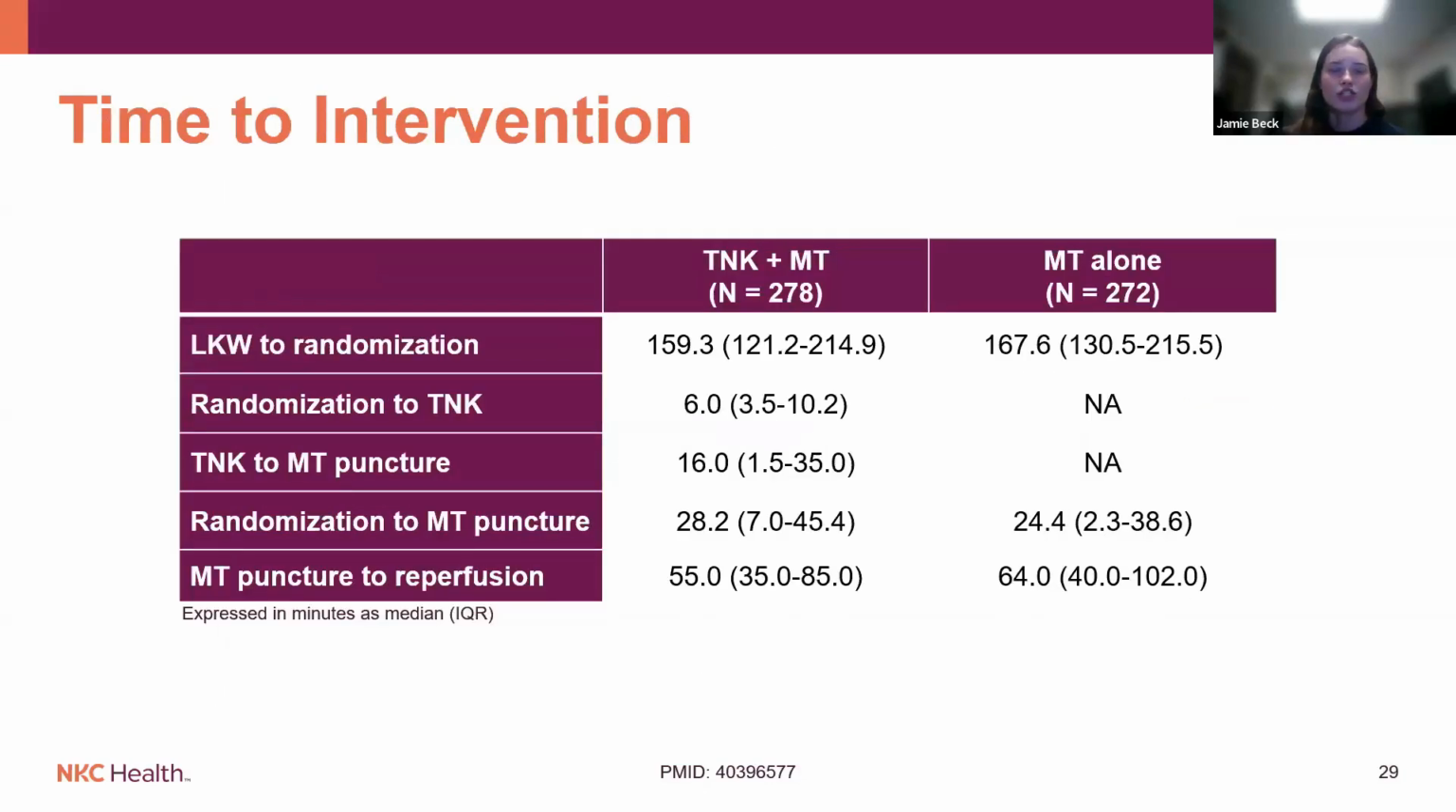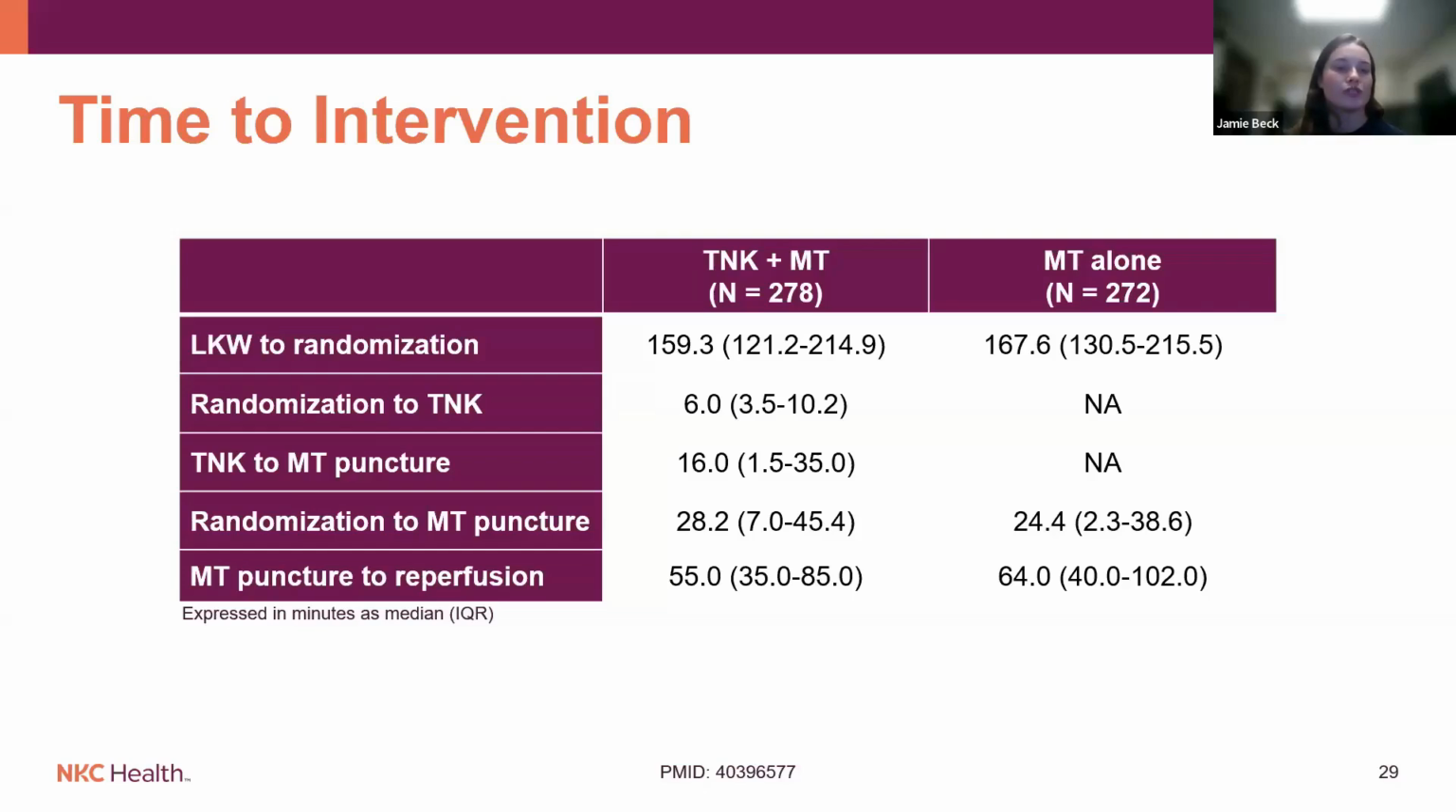From last known well to randomization, again, not a significant difference. So in the IV bridging group, this was around 160 minutes compared to 168 in thrombectomy alone, so both a little less than 3 hours. From randomization to receiving IV TNK was 6 minutes in our bridging group. From IV TNK to puncture was 16 minutes, again, in our bridging group. And then from randomization to puncture was 28 minutes in the bridging group compared to 24 in thrombectomy alone, so only a 4-minute difference there.